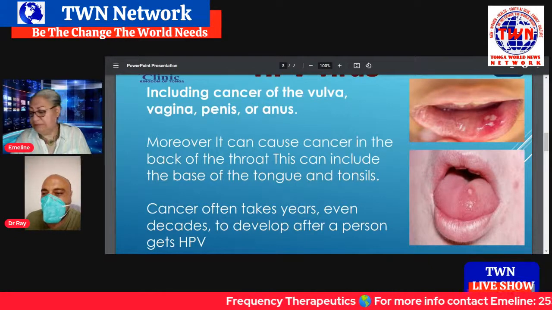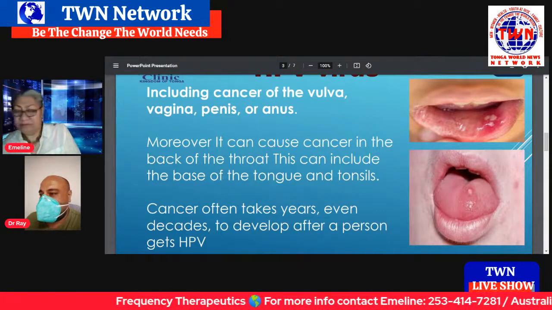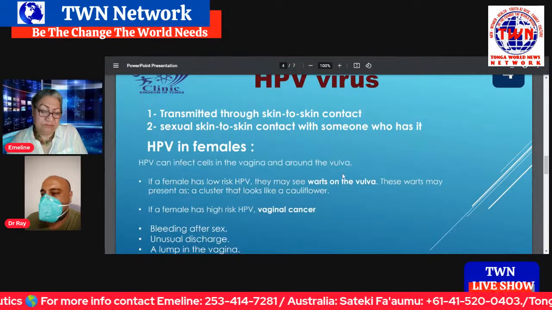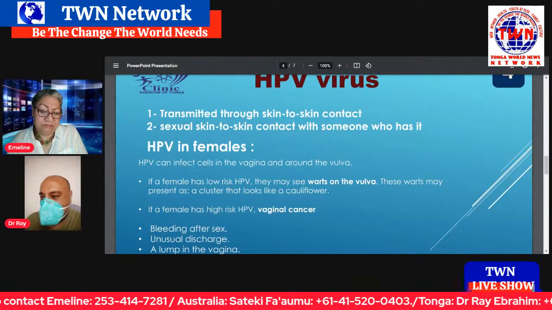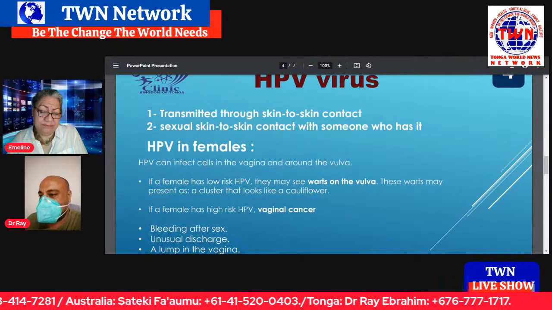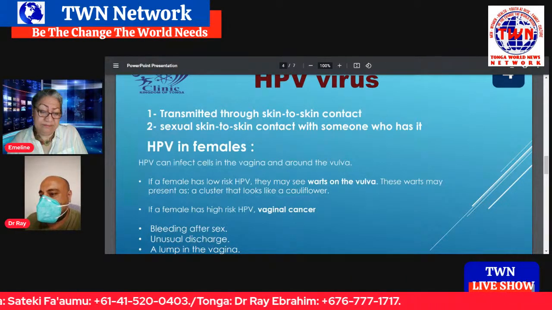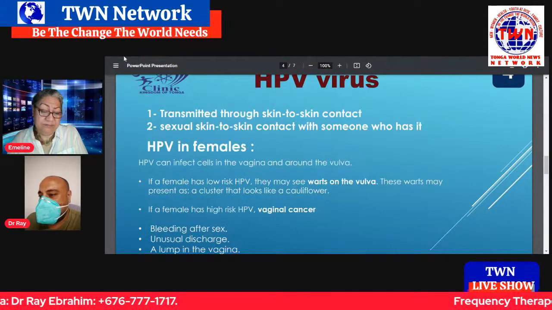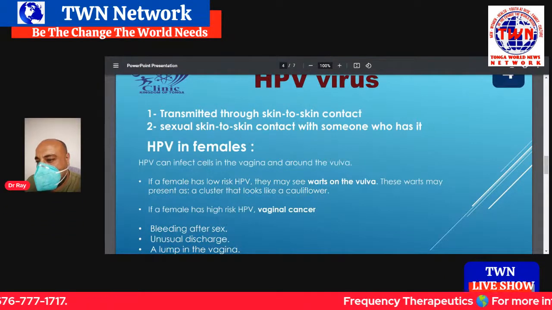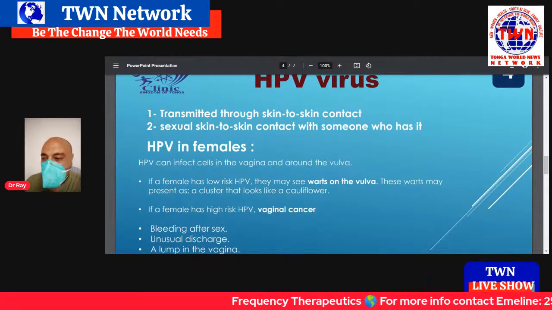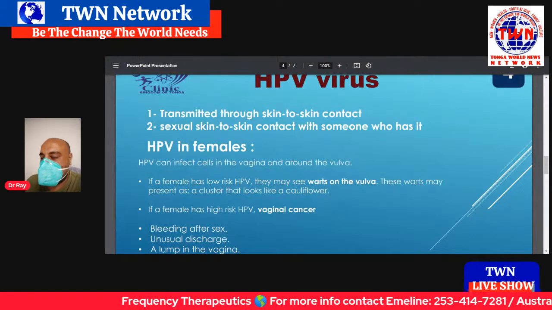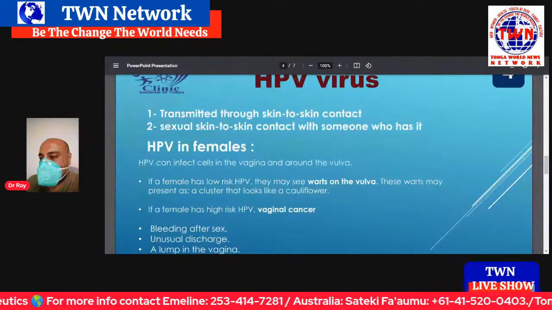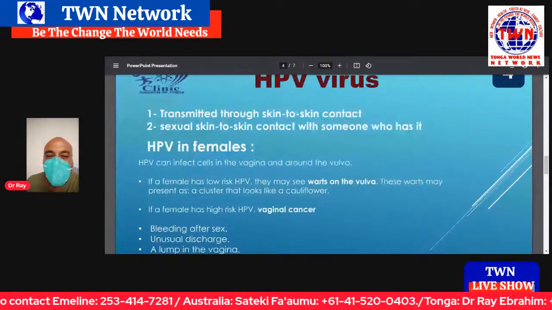And when we go to page four, we have female and we have male. So in females, HPV can infect the vagina area, and it can cause cancer if it's high risk, which causes bleeding after sex, unusual discharge, a lump in the vagina, or pain while having sex.